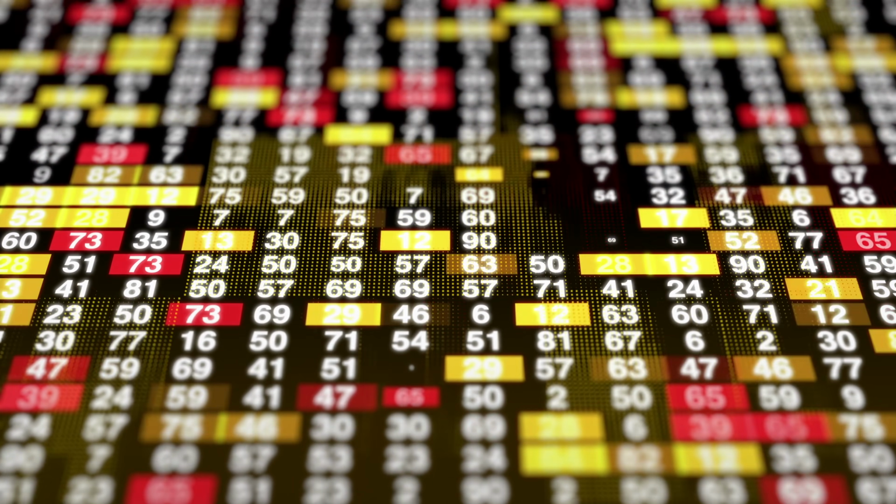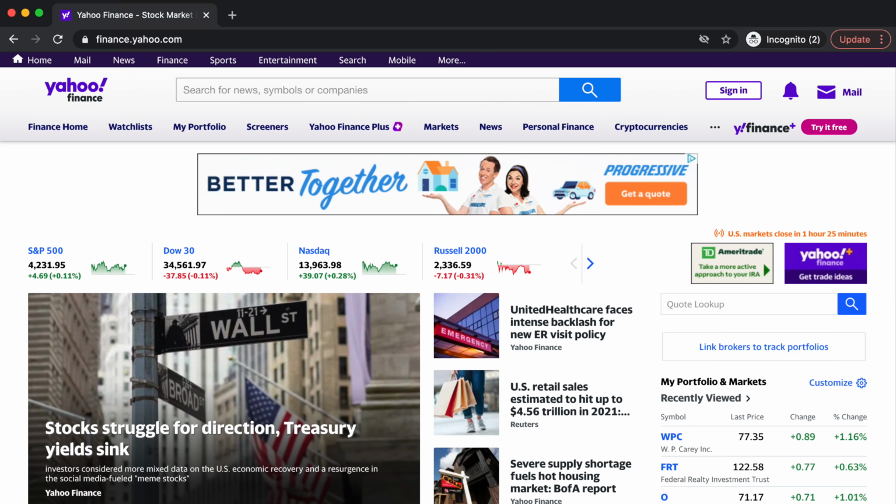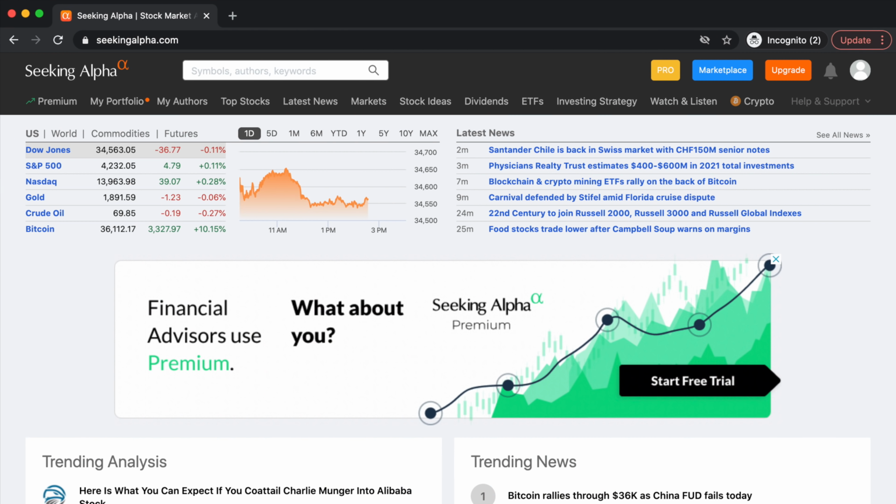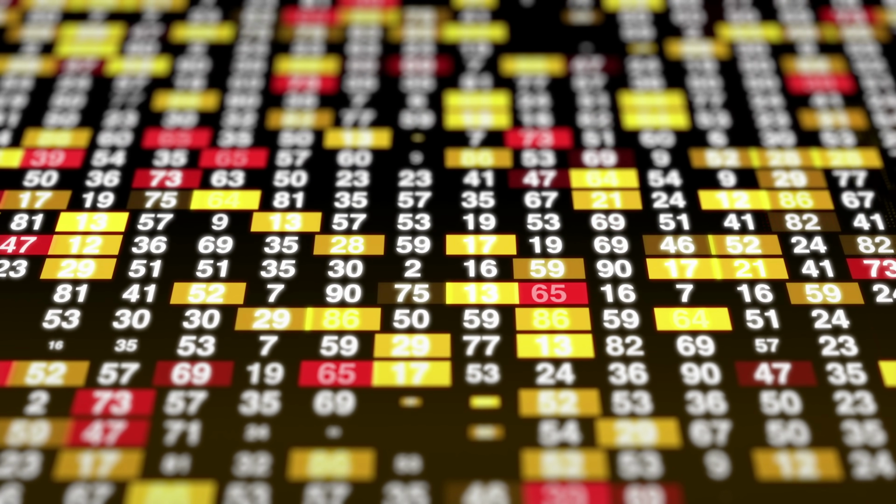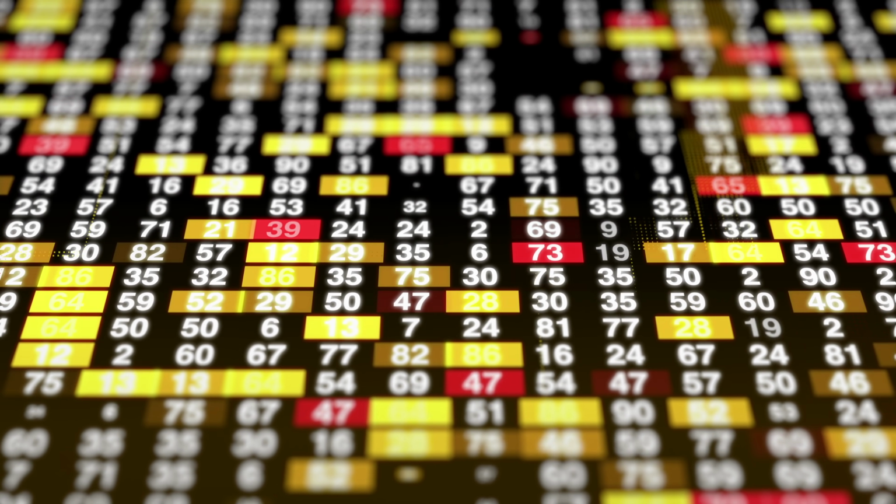Not to mention, there's a lot of really good websites out there like Yahoo Finance and Seeking Alpha that provide a lot of good information on them that you can use to analyze each REIT. While this is the most common way to invest in REITs, something that fewer people might be aware of is that there's actually different types of REITs.